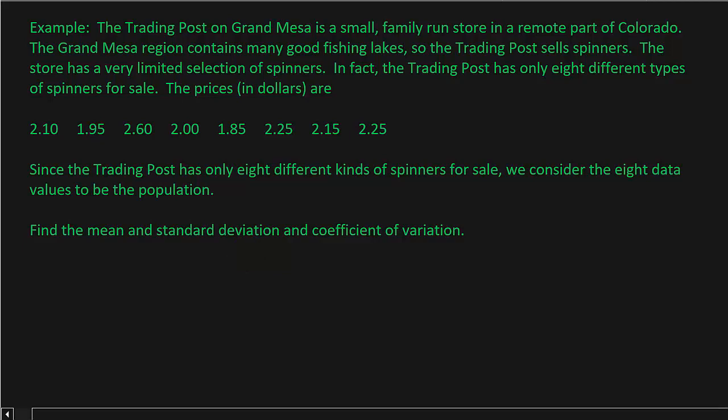All right, so let's find the easier one first. Mu, the mean. That's where we add all of these up. So if we add all those up, we get 17.15. Divide that by 8. 17.15 divided by 8 is 2.14. We'll round it to 2 decimal places. All right, so there's the mean.